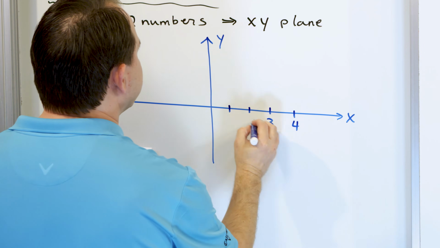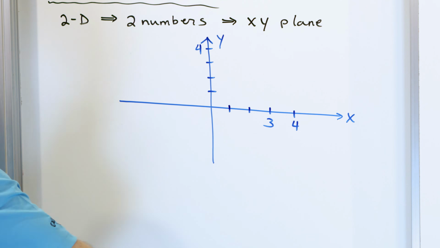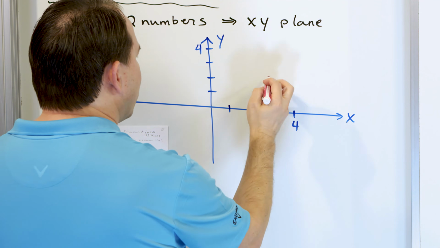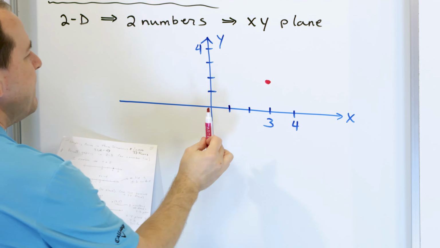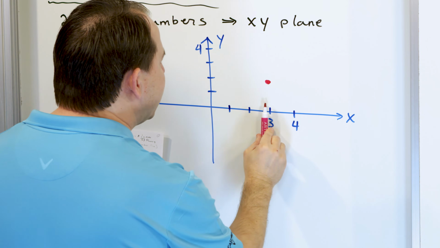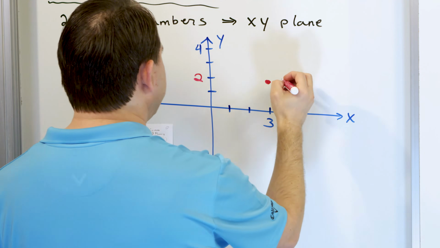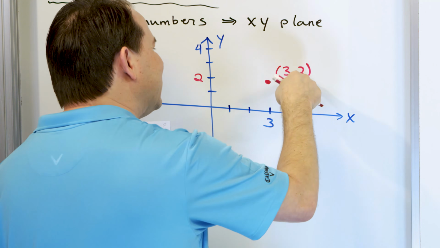Here's 4, here's 3, here's 1, 2, 3, 4 right here. Let's say we want to graph some numbers on here. So let's say 3, 2 is right here. What does this point really represent? It means that this point represents 3 units in the x direction and 2 units up in the y direction. So we said that this point was 3, 2, and it was always read x, y.